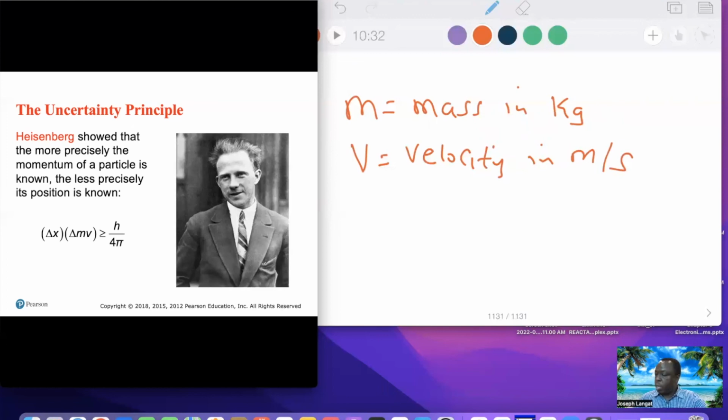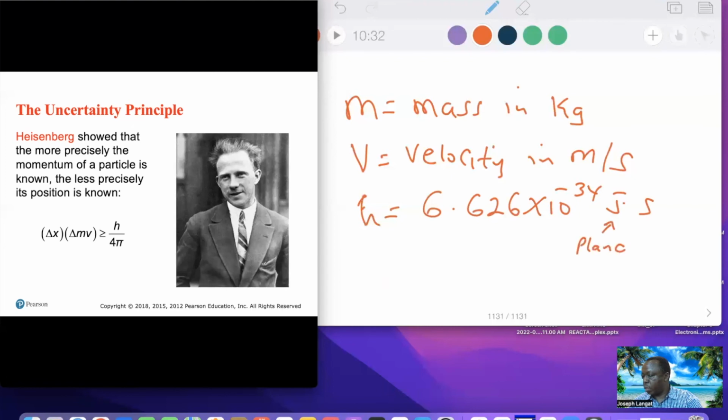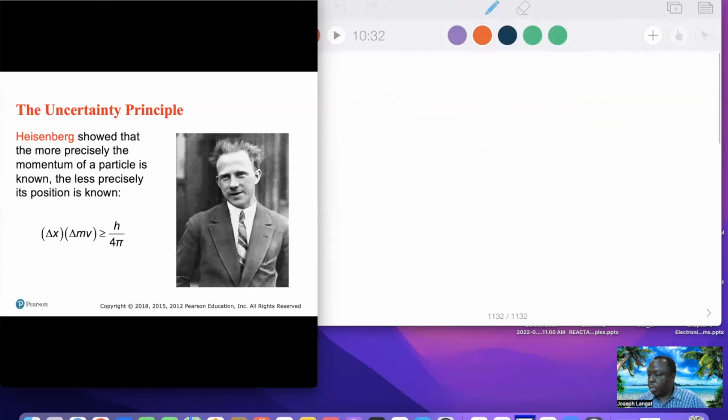So the h is Planck's constant. This is 6.626 times 10 raised to negative 34 joule seconds. This is Planck's constant. And of course, this is pi, which is 3.14, right? 3.14.